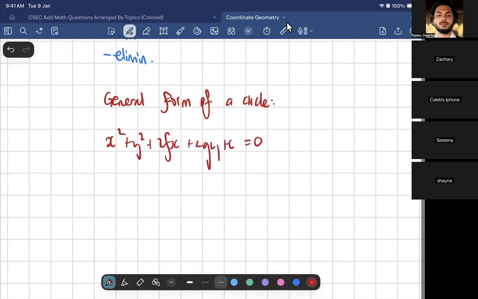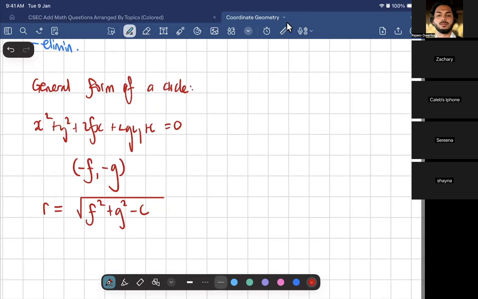Right, cool. Caleb, tell me the center of the circle, quickly. The center of the circle is minus f, minus g. Right. Could somebody tell me the formula for r? r is the square root of f squared plus g squared minus c. Cool.